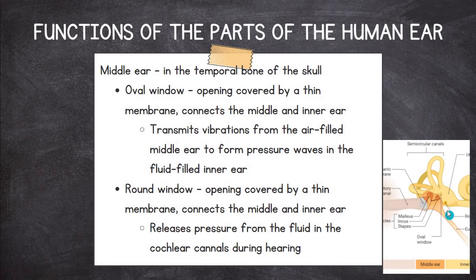Then we have the round window, and this is the opening that is covered by a thin membrane, and it connects the middle and inner ear as well. And this membrane is very important to release pressure from that fluid-filled cochlear canals during hearing. So like we said, there's fluid in here, and this little structure over here, your round window, is extremely important to relieve pressure, because remember now you have air as well as fluid, and there will be a difference in pressure.